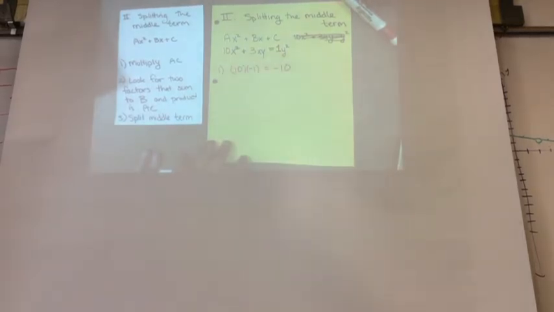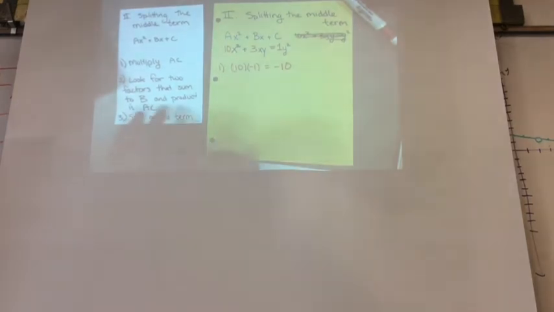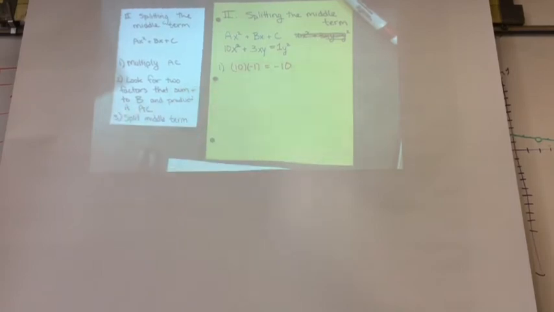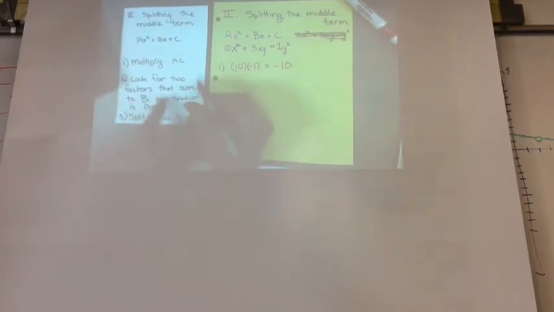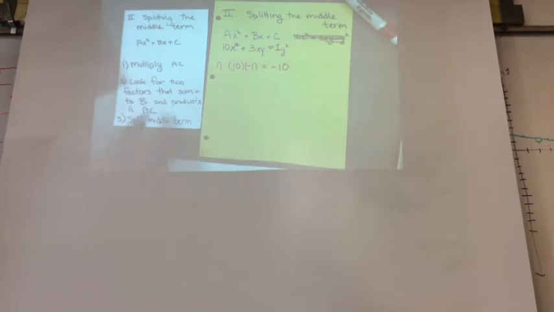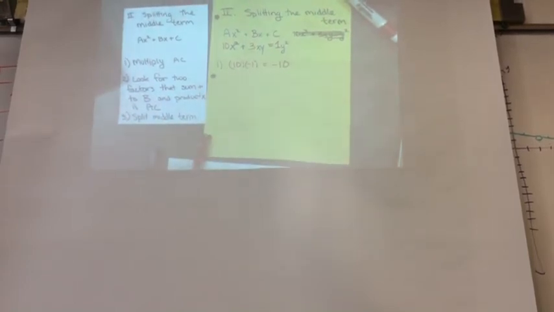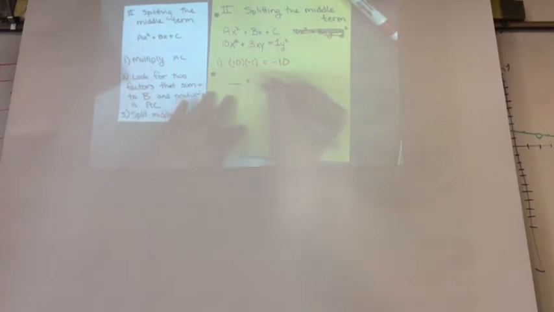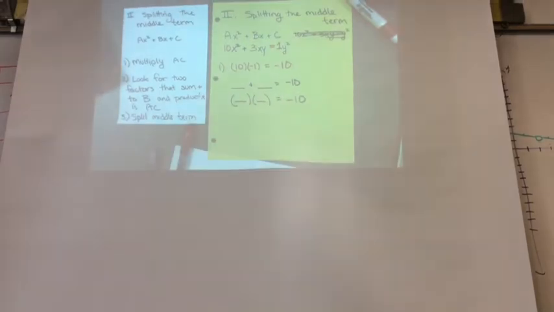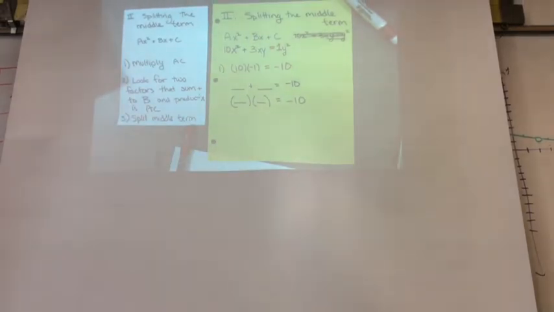Second step, we're looking for two factors that sum, that means add, to b, and the product, or the multiplication, is equal to ac. So what we're looking for is two things that add to negative 10, and the same two things need to multiply to negative 10. And this is the hardest part. This is the part that requires the most thinking.